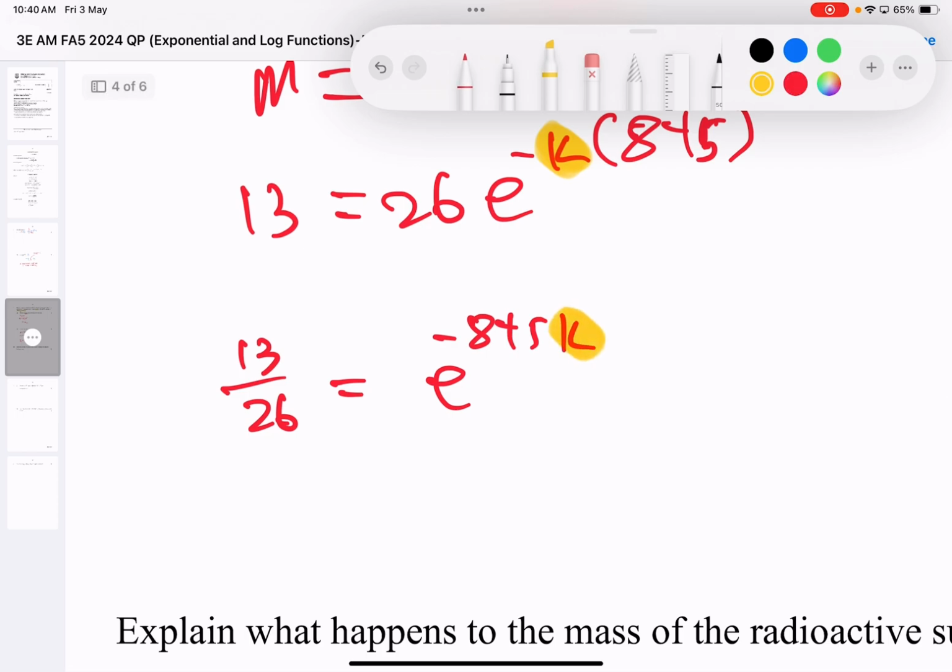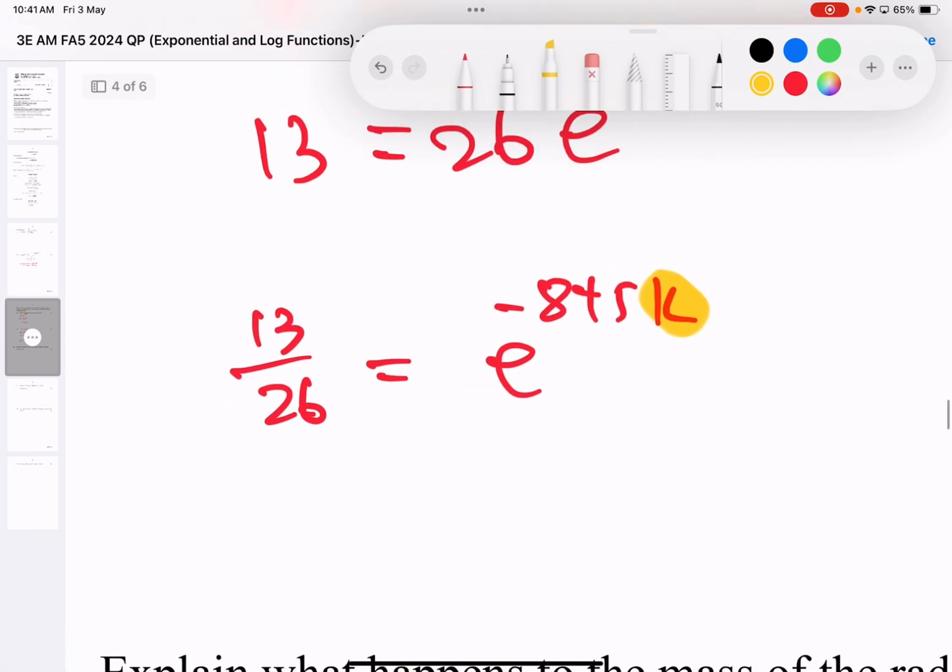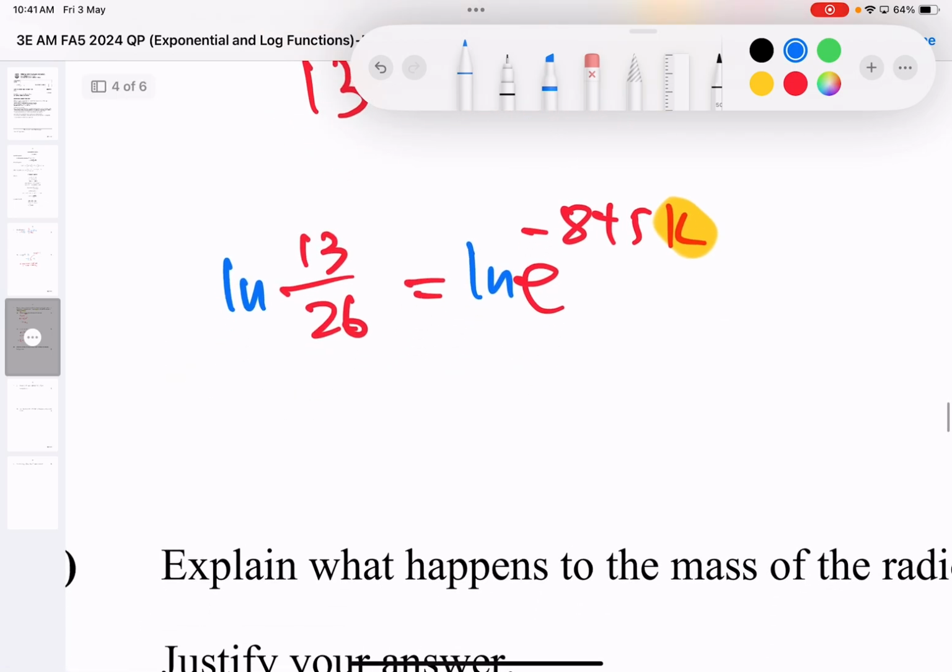Whenever you have the power as the variable, you want to bring it down. The only method that you have learned so far is to use log or ln. But in this case, it is easier for us to use ln. Why? Because there's an e over there. So I can ln both sides. Let's take a look at what happens. This ln is essentially the same as log base e, right? Why I want to ln is because log base e of e will just give me 1. And this is negative 845.